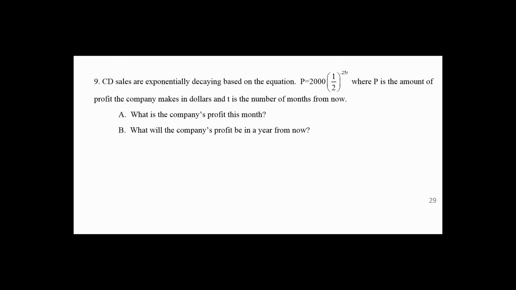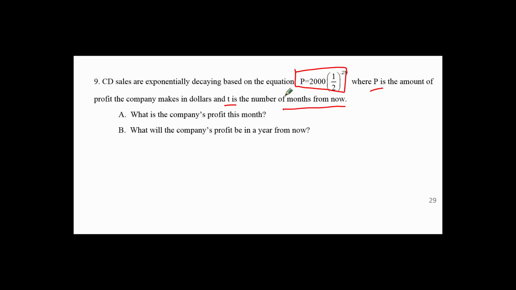We got some word problems. Okay, so the word problems here shouldn't be too bad. You just got to really read them well and understand what you're looking at. And that's the key to all word problems. So we've got CD sales that are exponentially decaying based on this equation. Okay, you don't need to know what exponential decay is. You just need to know that this is an equation. P is the amount of profit. Okay, that makes sense for P. And T is the number in months from now.